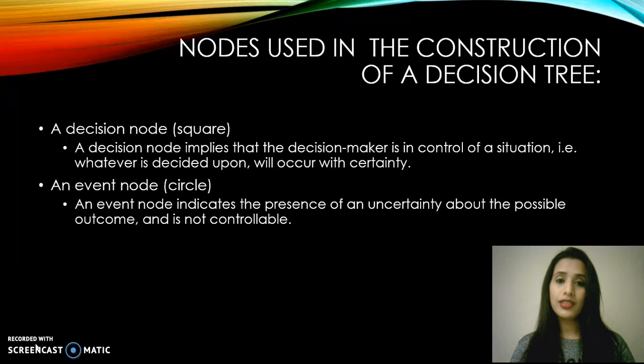The second node is an event node, and this is represented by a circle. An event node implies the presence of an uncertainty about the possible outcomes, and this is not controllable. Probabilities are usually attached to event nodes.